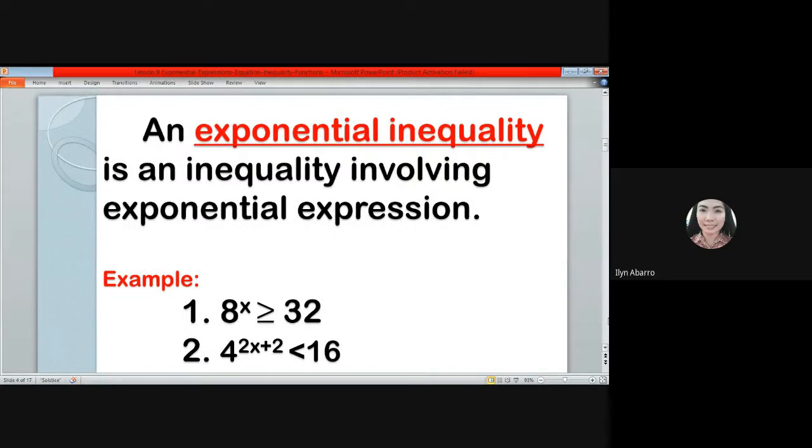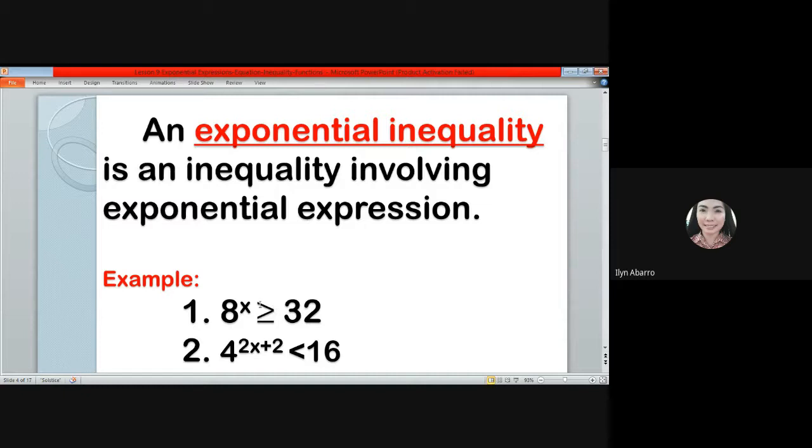An exponential inequality is an inequality involving exponential expressions. Let us have an example. Number 1, 8 raised to x is greater than or equal to 32. The difference here with the exponential equation is that we use inequality symbols. I already tackled those inequality symbols in our past lessons. That is greater than, less than, greater than or equal, less than or equal, not equal, and so on and so forth.